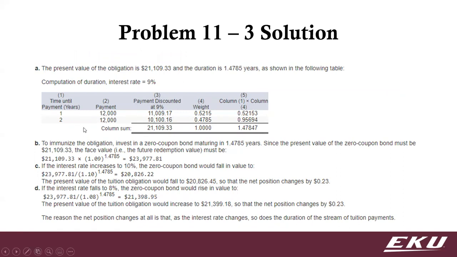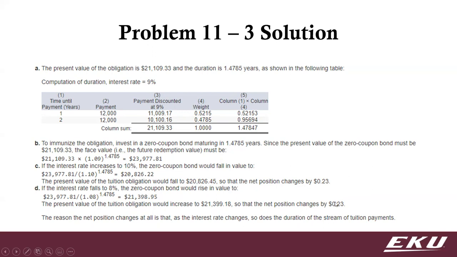Okay, and then just understand, for calculating this, it's the time until we're going to get those payments multiplied by the payments. Then we're going to calculate the present value of those, right? And that's going to determine how much weight. So this divided by that, this divided by that, those are the 2 weights. And then we take what the payment is times the amount of weight, and that gives us what that sum is. We're trying to immunize this, so we want to match, obviously, that duration.